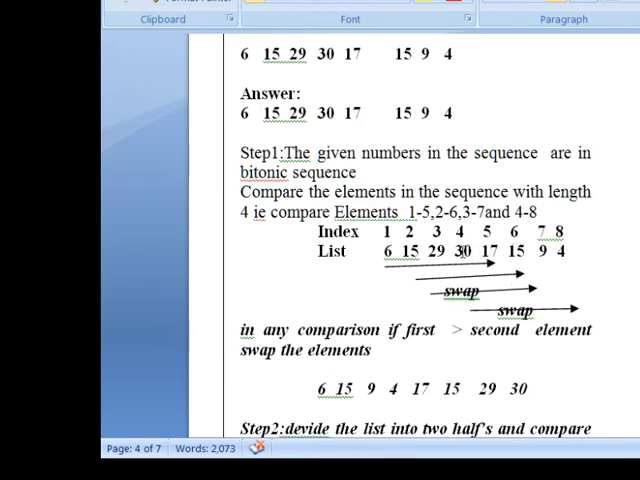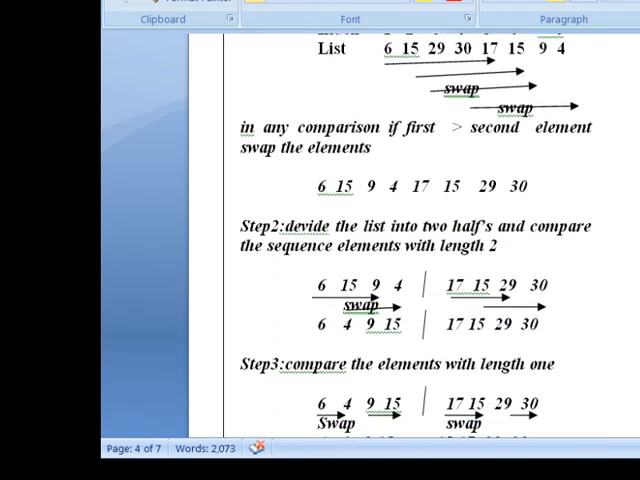So after depth 1 is over, your list is like this. Next, divide the list in 2 halves and compare the elements with length 2. length 2 అంటే 1 3 2గా డివైడ్ చేస్తాం. That means after the first length 4 is over, the list is divided into 2 halves. That means half cleaner is divided into 2 half cleaners. So Bitonic sort of n equals Bitonic sort n by 2, Bitonic sort n by 2.